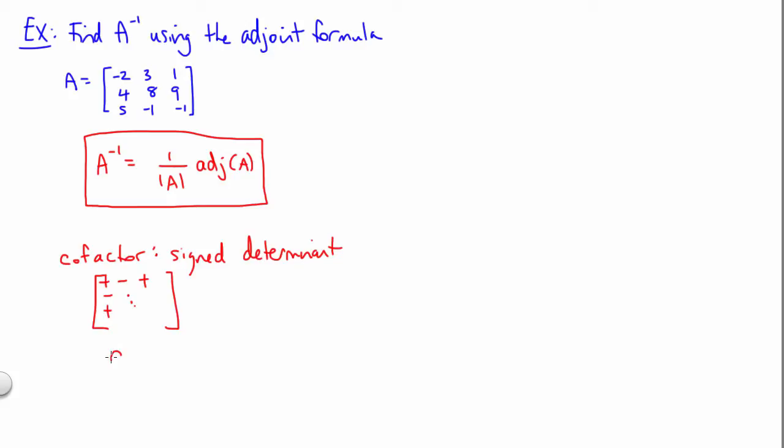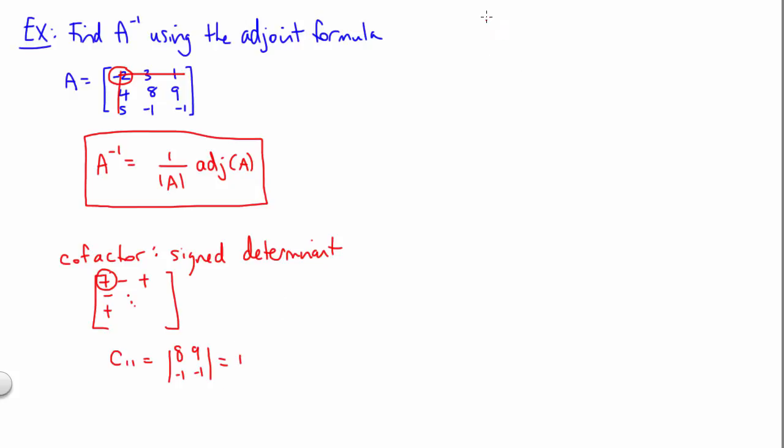Let's calculate the cofactor C11. So this refers to the entry in the first row and the first column in our matrix. Based on this position, the sign is positive. And so we're getting a positive 1 times the determinant that remains when we cross out the first row and the first column. So determinant of 8, 9, negative 1, negative 1, and that is equal to positive 1.